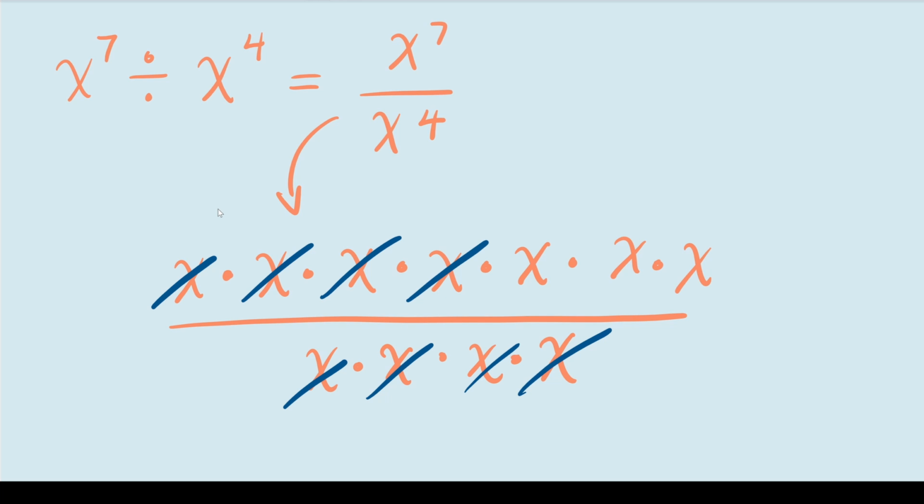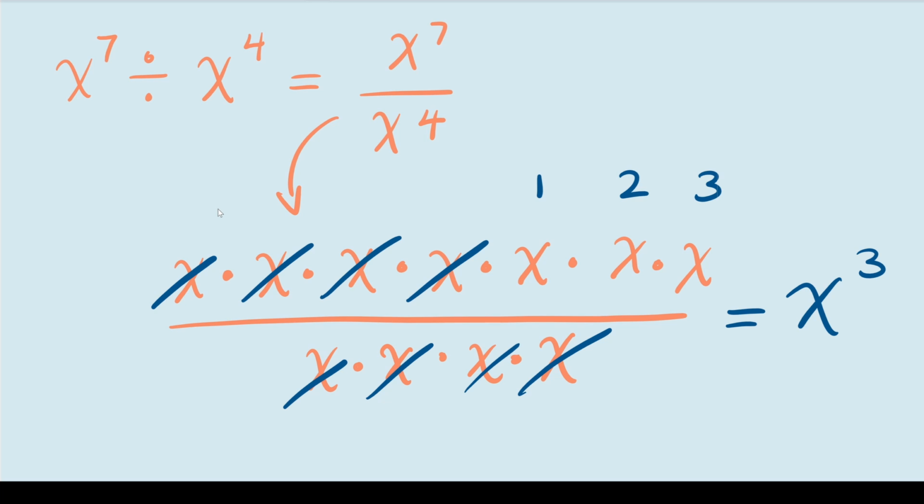Now at this point, we don't have any x terms left in the denominator. So at the top, we're left with just 3 x's. So we have x times x times x. Now, obviously, that's equal to x cubed, or x raised to the 3rd power. However, it's important to note what we actually did here.